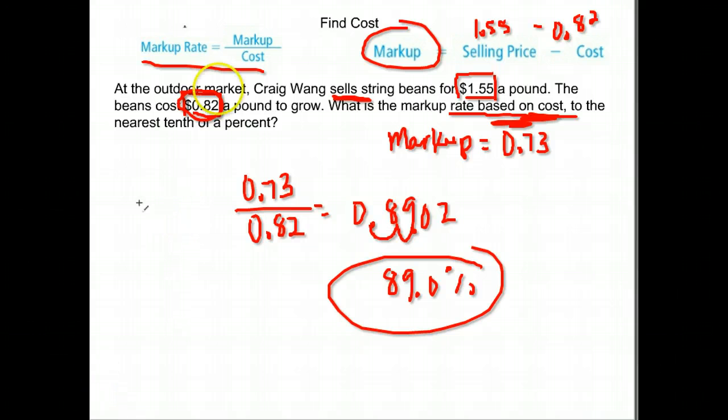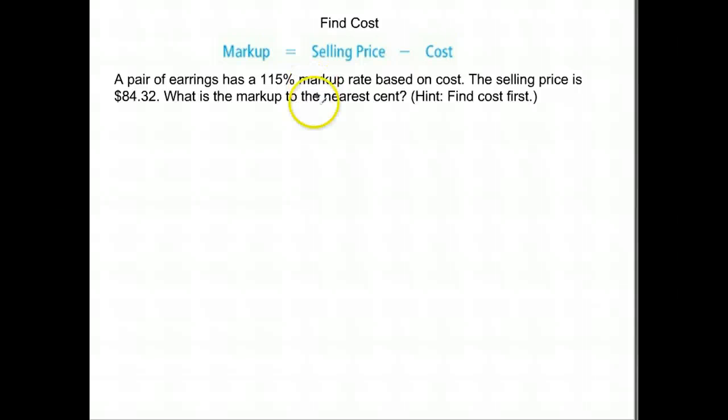So again, this question was a little out of place. Let's get back on our track of finding costs. It says a pair of earrings was marked up 115%. The selling price is $84.32. What is the markup to the nearest cent? And their hint is to first find the cost.